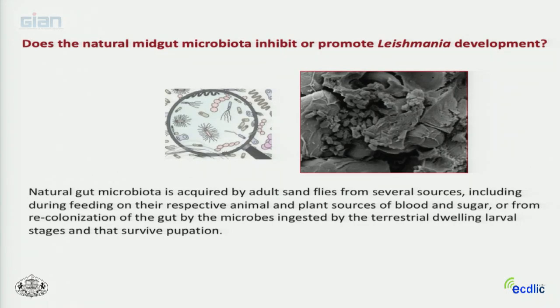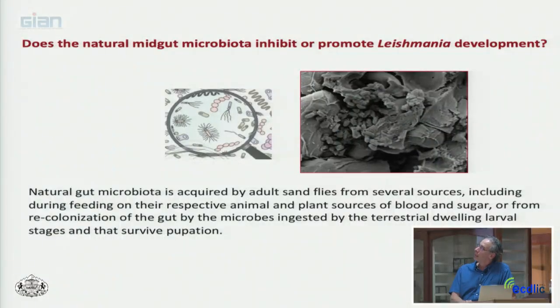And clearly, these insects, mosquitoes, have a very interesting microbiota, natural gut flora. Because, look, we're talking about Leishmania parasites that are developing in the digestive tract. So clearly, there's some microbiota that they're cohabiting this environment with. So does the natural midgut microbiota inhibit or promote Leishmania development?